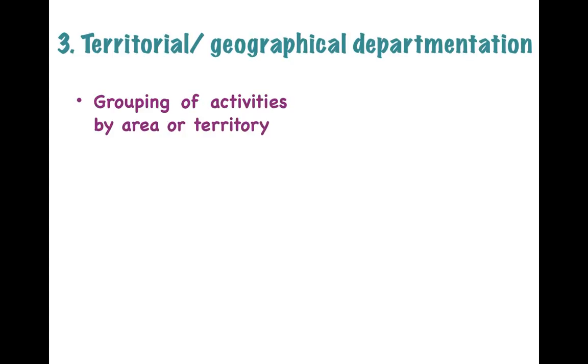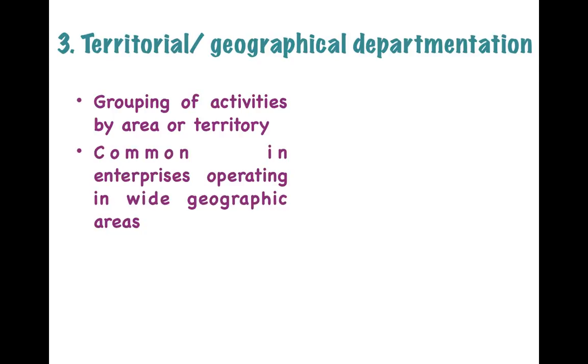Now let's look at the third type of departmentation, which is territorial or geographical departmentation. As the name suggests, geographical, we are dividing the organization on the basis of the different geographies or the different territories in which it is performing its work. So, grouping of activities by area or by territory. It is mostly common in enterprises which are operating in various geographic areas. For example, McDonald's. McDonald's is operating in India, in the US, in different countries. So that can have a territorial departmentation.